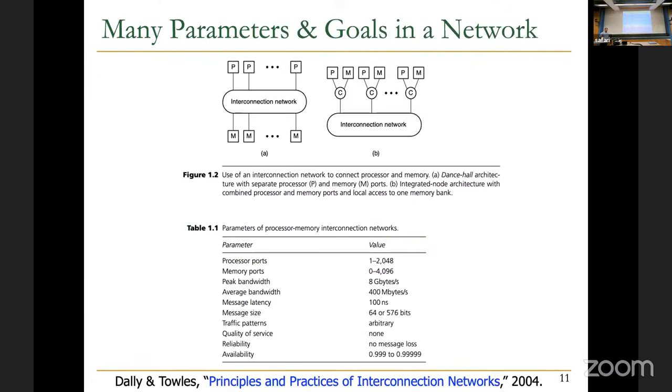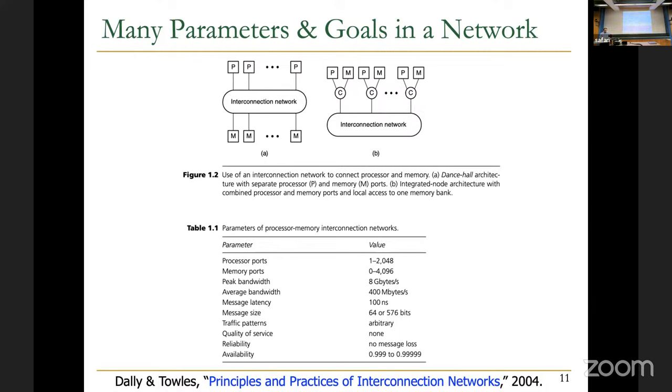So there are many parameters and goals to design a network. And I would say that we need a semester course to cover interconnection networks. The topic is so broad and dense, but unfortunately we don't have time, and I'm going to give you a very high-level picture of interconnection networks only today in one lecture. We may also premiere some more lectures about that, but that's it.